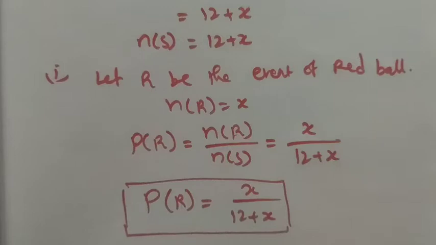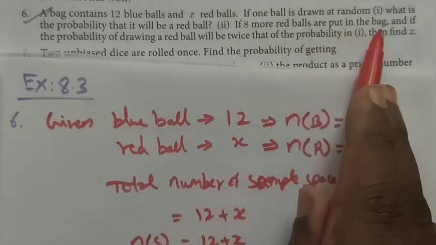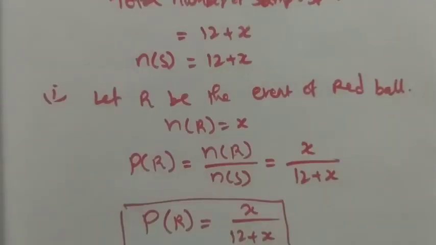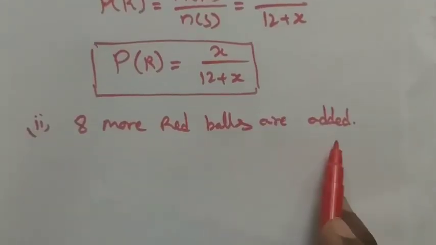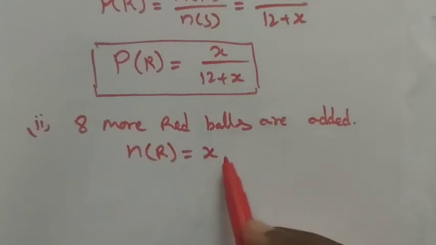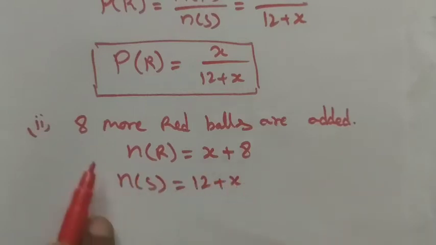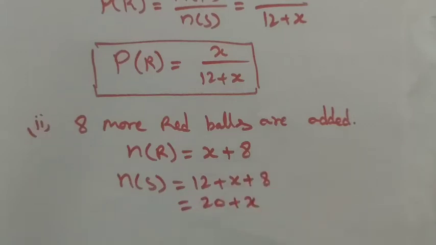And then the second condition: if 8 more red balls are put in the bag, 8 more red balls are added. Now n of R is equal to, already we have X, now we add 8. When the red balls increase, the total number of balls also changes, so the sample space changes. We already have n of S as 12 plus X, now we add this 8. So in total we get 20 plus X as n of S.